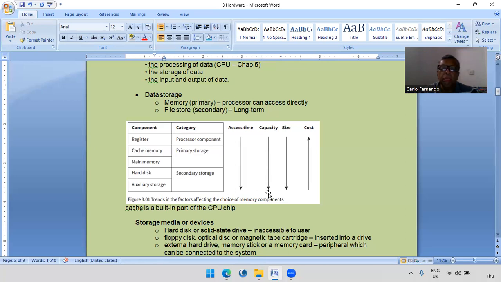Then the capacity, very high. Capacity is very high. Size is also big. Size is very big. And the cost is less. And the cost is the other way around. Lowest priced one. Trends in the factors affecting the choice of memory components.